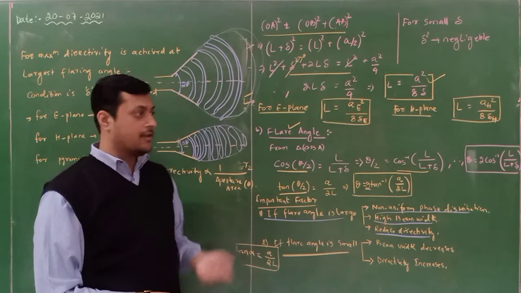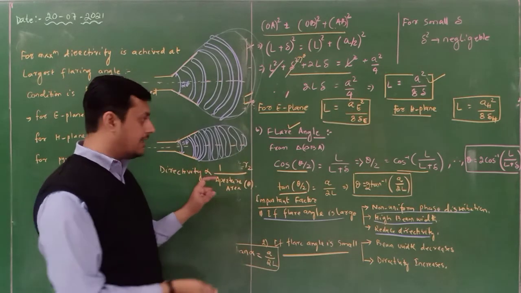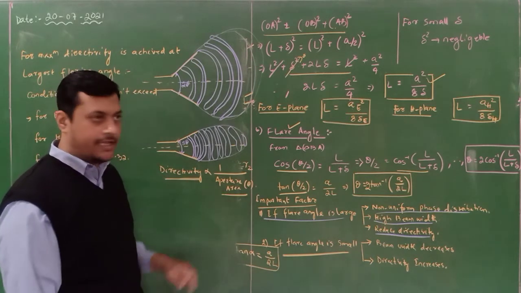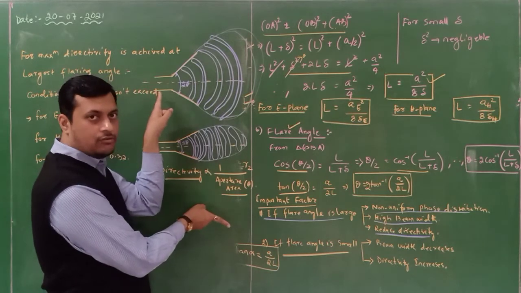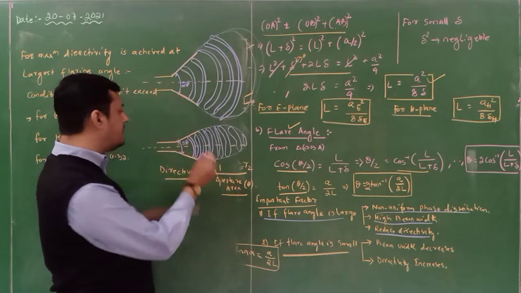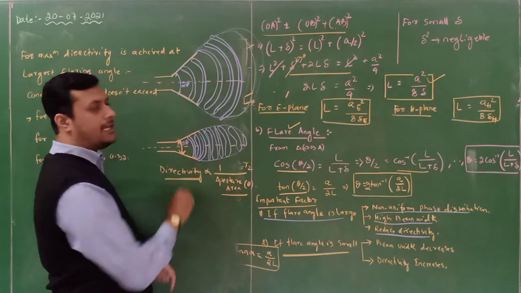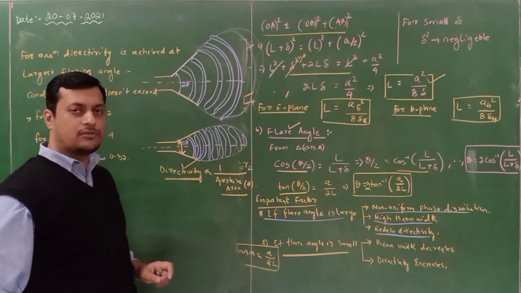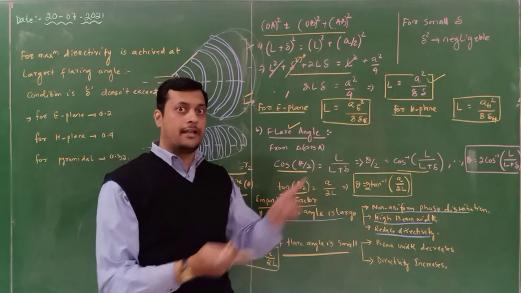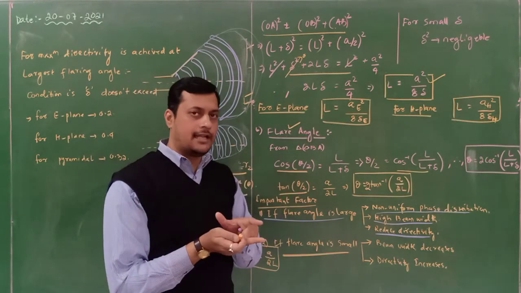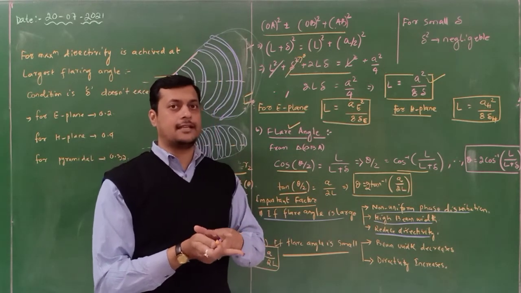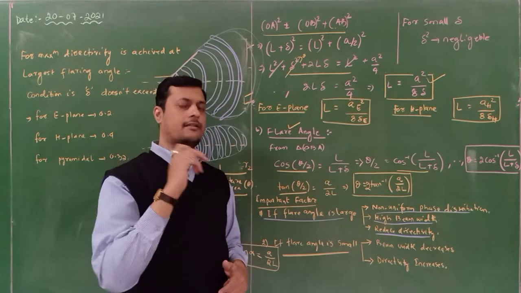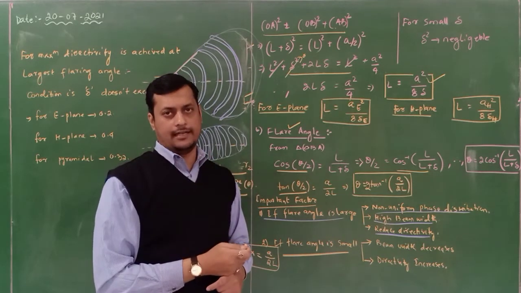strength. Okay. Since the flaring angle is less, I can write directivity is inversely proportional to the aperture area, means the opening of this mouth. This opening of the mouth is dependent upon this angle, the flaring angle. So I can directly write that directivity is inversely proportional to the flaring angle. If the flaring angle is high, directivity will be less, and if the flaring angle is less, directivity will be high, and it can penetrate to a longer distance. We can transmit the signal to a longer distance.